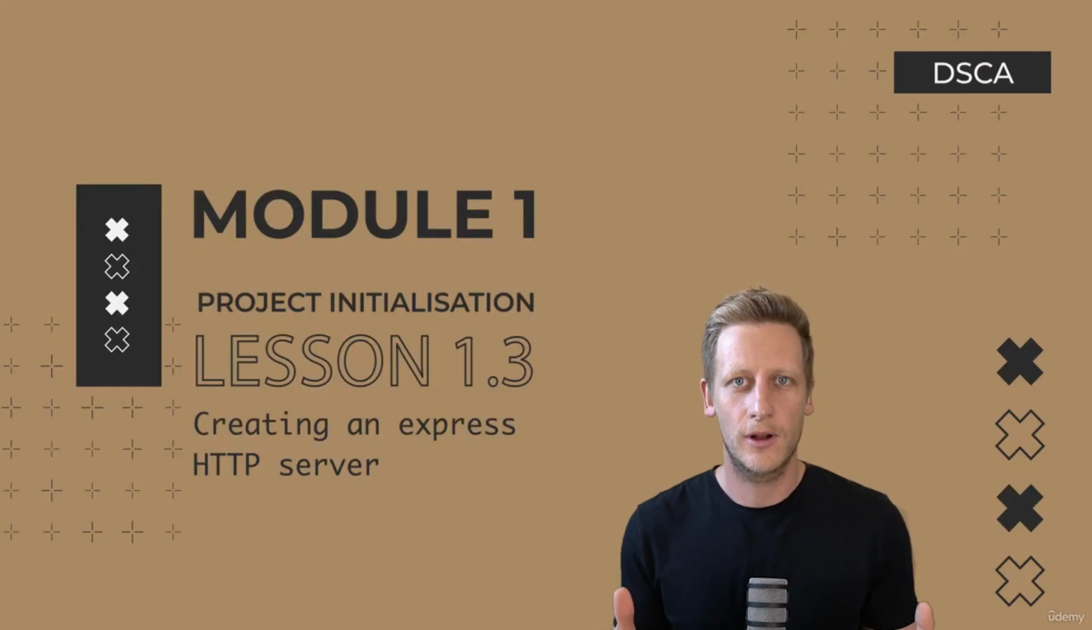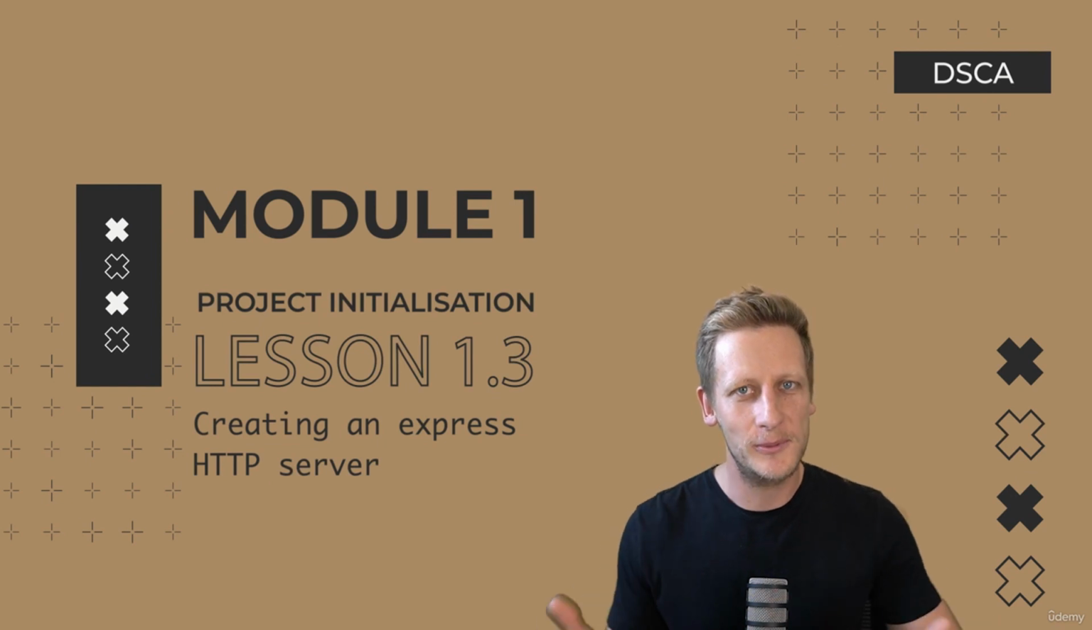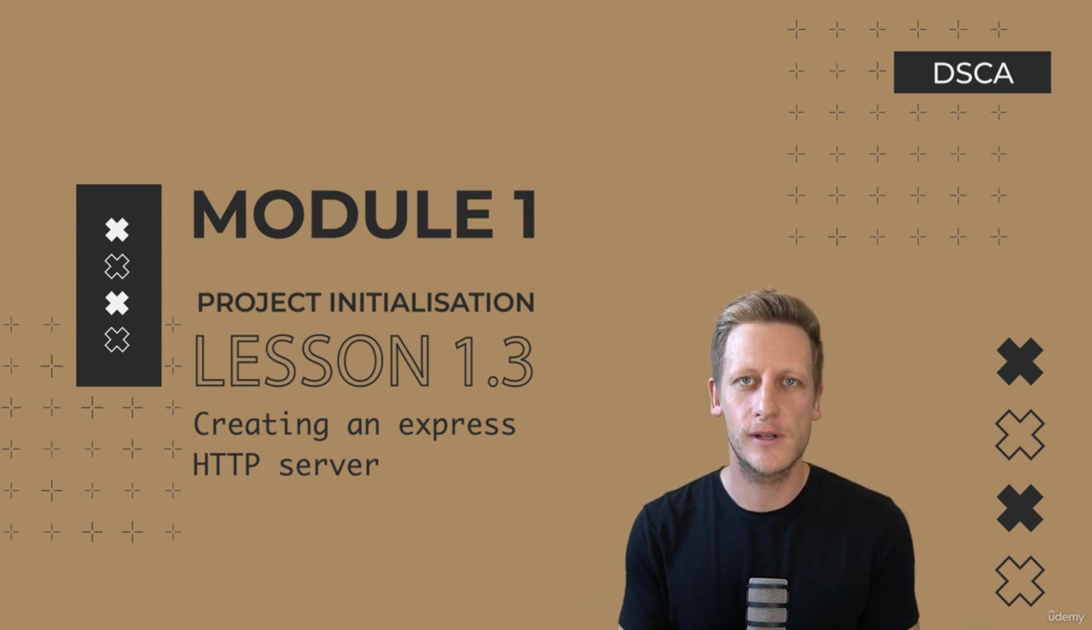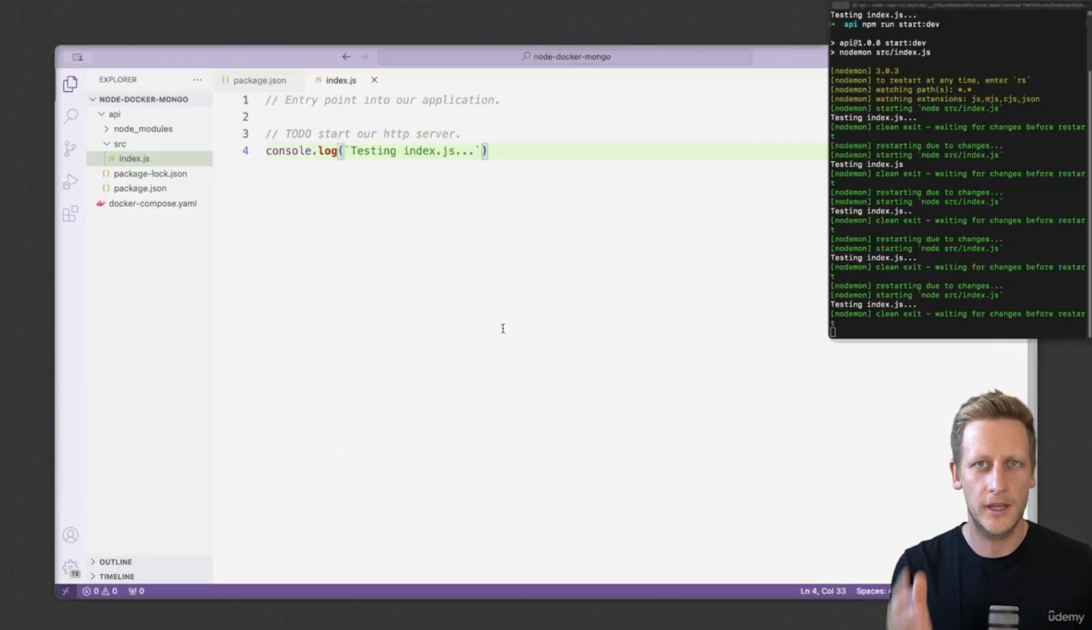Cheers for now. We've got our node project running our code that we've written in the index.js file. At this point, it's not doing anything at all interesting. It's just writing out a console log. The next setup task is now to implement a basic Express server.